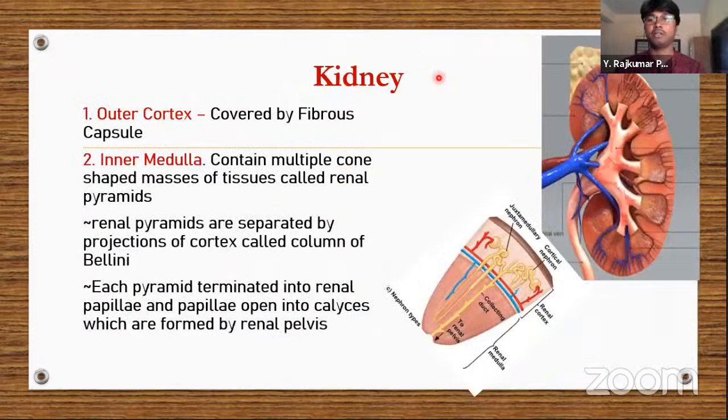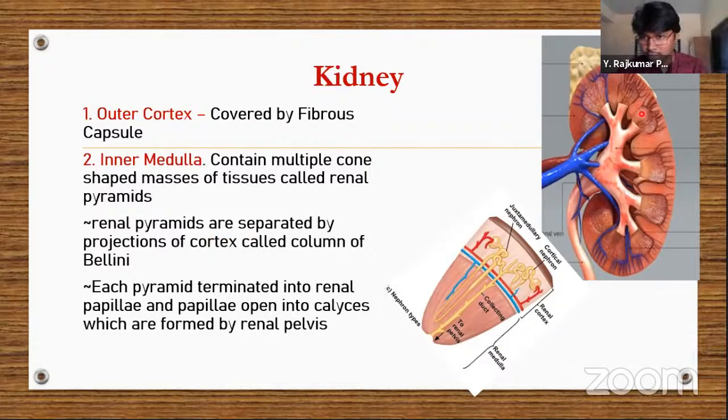Kidney. Let's learn about the kidney now. Just now I told you the different parts of the kidney, and now we will discuss the ultrastructure of the kidney. The outer part of the kidney is called the outer cortex, and it is covered by the fibrous capsule, isn't it? Then the inner medulla. The medulla contains multiple cone-shaped masses of tissue called renal pyramids. Just now I told you, these are the renal pyramids. You can see on the slide.